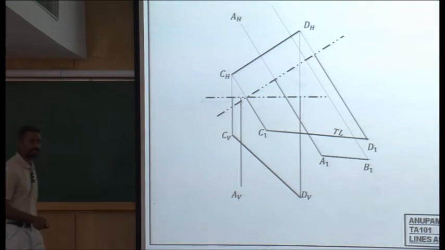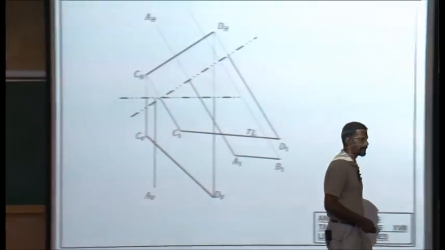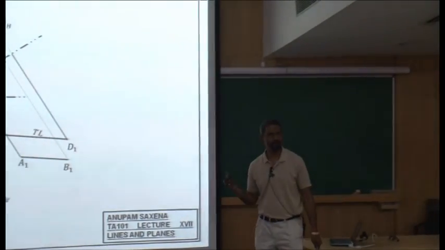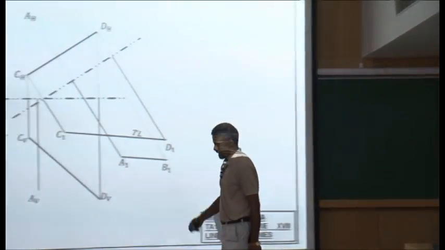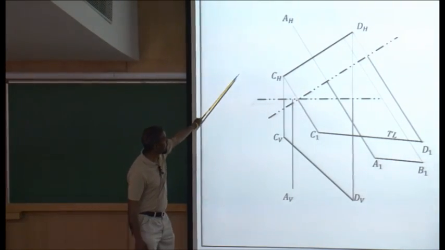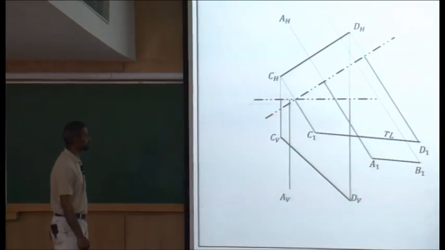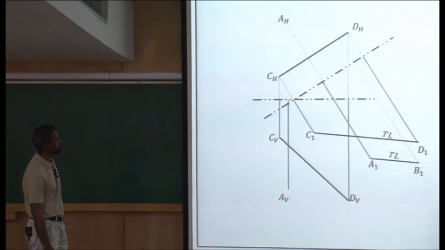Now, would A1 B1 be in true length? If these lines are parallel and one of the lines is in true length, the other one has to be in true length. Now, how do I locate B1 in the horizontal plane over there? How do I do that?